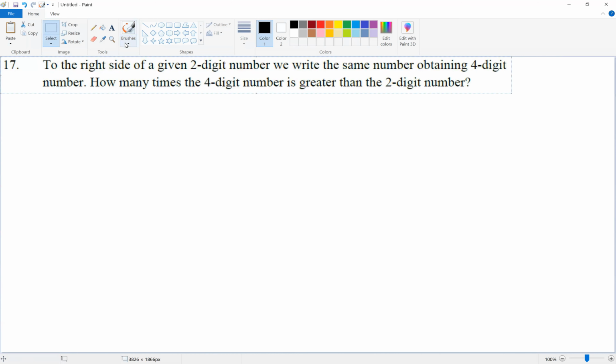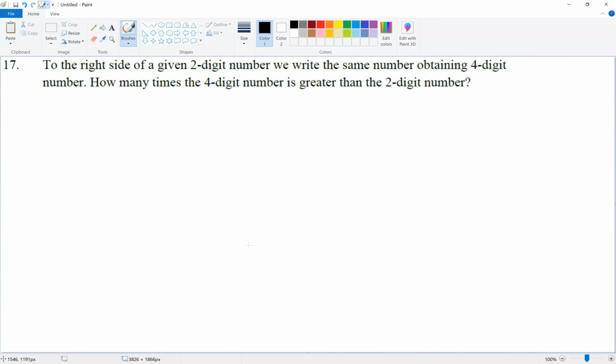Number 17. To the right side of a given 2-digit number, we write the same number, obtaining a 4-digit number. How many times is the 4-digit number greater than the 2-digit number? So for this, I tested out multiple numbers like 24 and 33. And no matter the number, it would be 101.